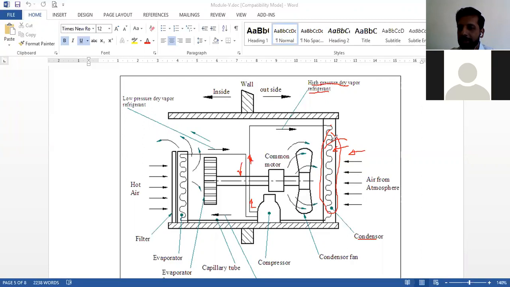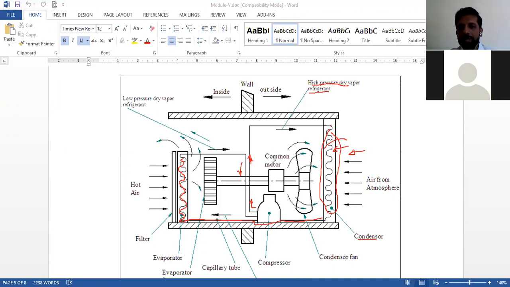So this high pressure dry refrigerant's temperature is going to drop down, and it is going to flow through a capillary tube that is present below over here. After condensing, it is converted into liquid refrigerant, and that is going to pass once again to this evaporator region, right? So this is how the air conditioning works.